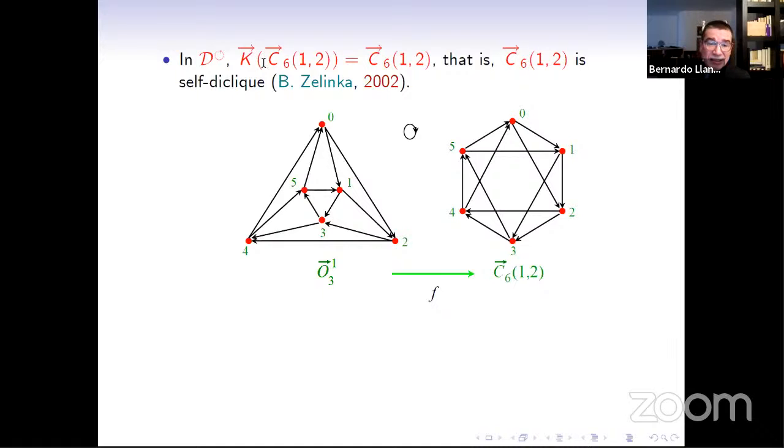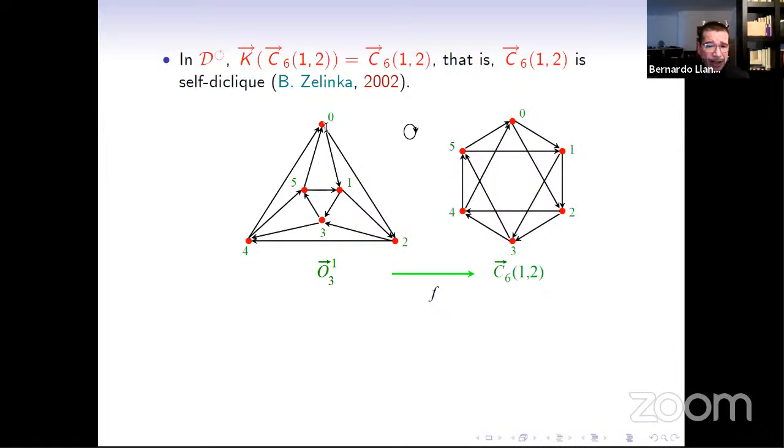No, these are not unique, and the first proof was by Bogdan Zelinka in 2002, and he gave this beautiful example. This is an orientation of the octahedron graph. I call this orientation 1 because in one paper we need another orientation, but for this talk, this is the only orientation I will consider.